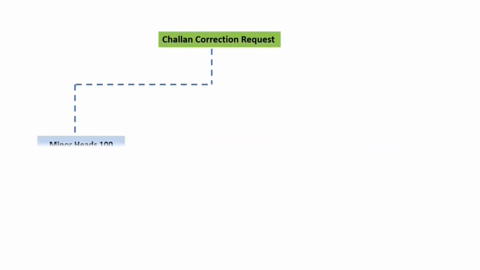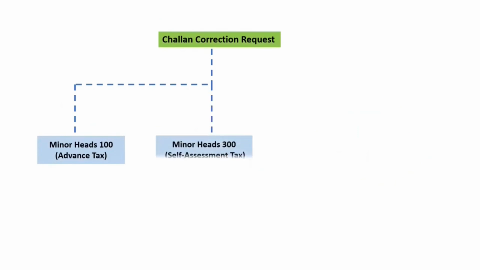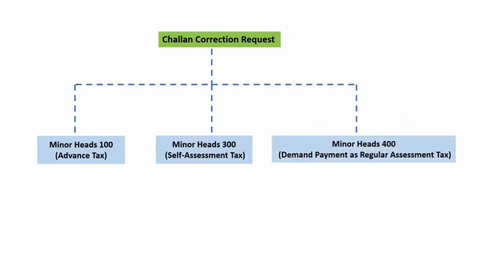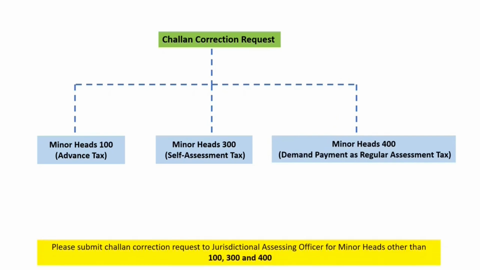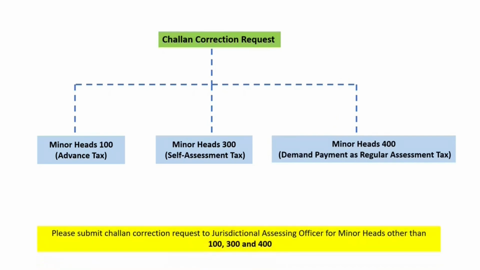Challan correction request is only available for minor head 100, that is advance tax, minor head 300, which is the self-assessment tax, and minor head 400, which is regular assessment tax for demand payment, and their corresponding major heads through the e-filing portal. Please submit challan correction request to the jurisdictional assessing officer for minor heads other than 100, 300, and 400.